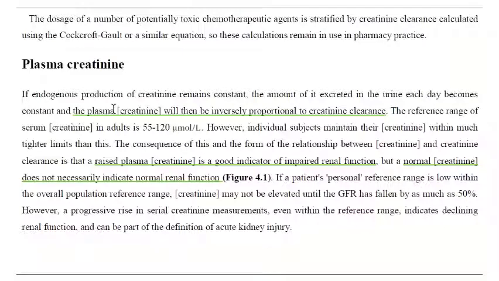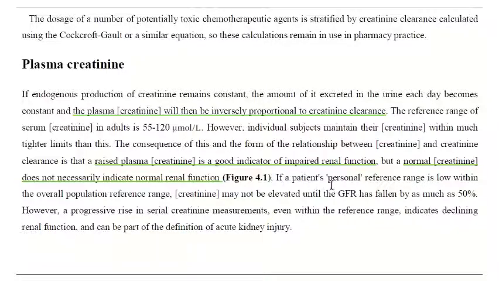The consequence of this and the form of the relationship between creatinine concentration and creatinine clearance is that a raised plasma creatinine concentration is a good indicator of impaired renal function, but a normal creatinine concentration does not necessarily indicate normal renal function. إذن نتيجة هذا أن شكل العلاقة بين الكرياتينين concentration والكرياتينين clearance is that raised plasma creatinine concentration يكون a good indicator of impaired renal function، ولكن normal creatinine concentration does not necessarily indicate normal renal function.